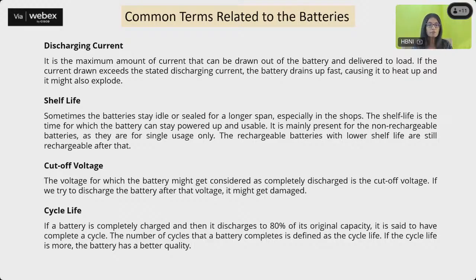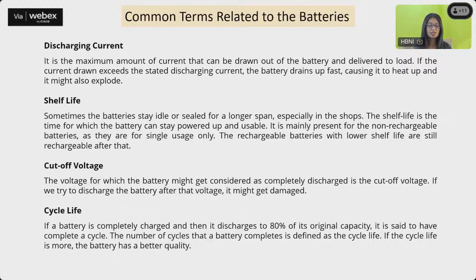This is definitely not a big problem in the case of rechargeable batteries, because you can connect it to some external device, power it up, and charge the battery once again. So shelf life is a big problem in the case of a primary battery, though not so much in the case of a rechargeable one. Then you have something known as the cutoff voltage. The voltage at which the battery is considered completely discharged is the cutoff voltage. If you try to discharge the battery beyond that voltage, it can get damaged.